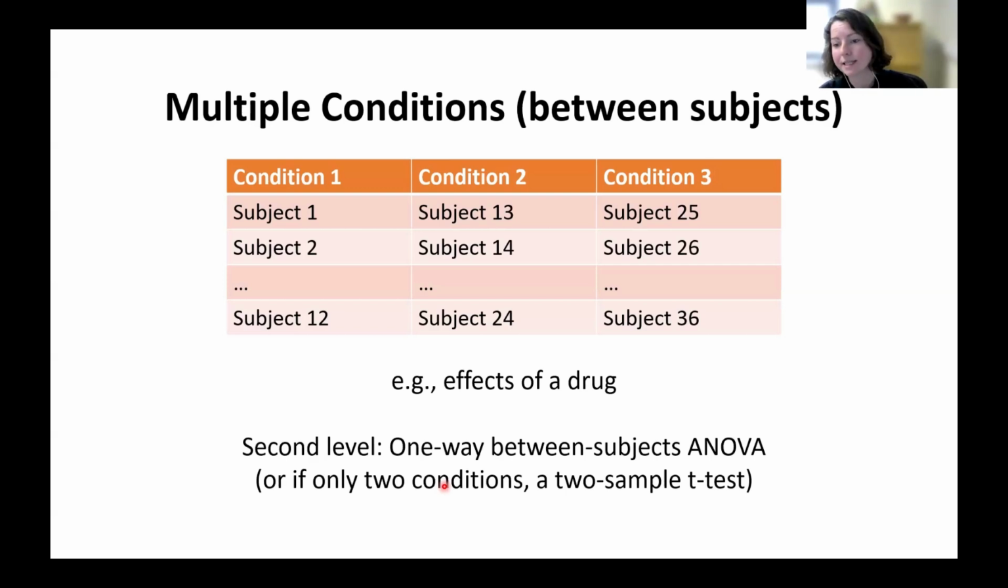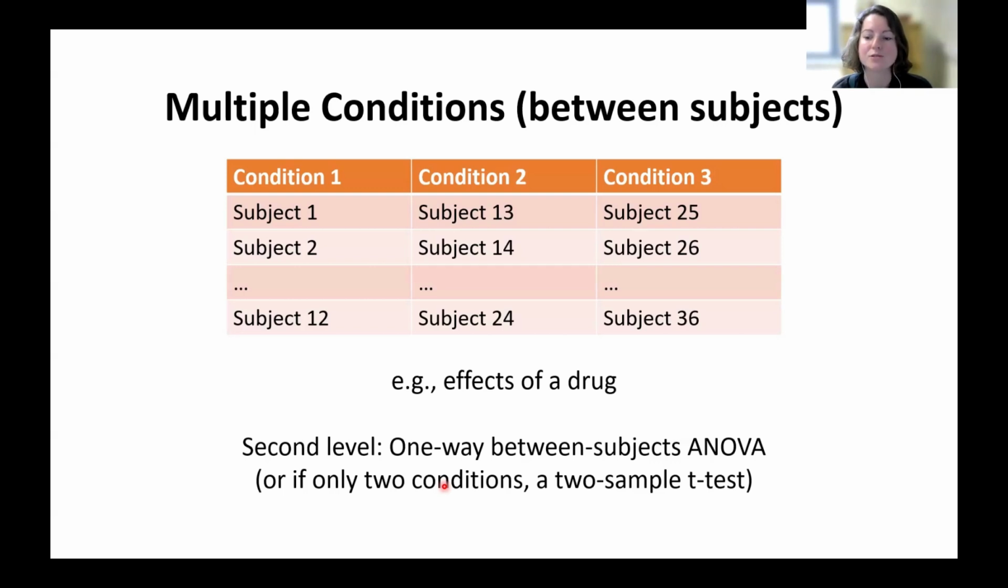So if not all subjects take part in all conditions, you might end up with a between subjects design. For example, if you want to test the effects of a drug, it will be hard to test that in the same subjects, as you might expect the effects of the drug to linger for a while and then confound your results. Another example is if you want to compare different populations, so patients versus controls versus other types of patients.